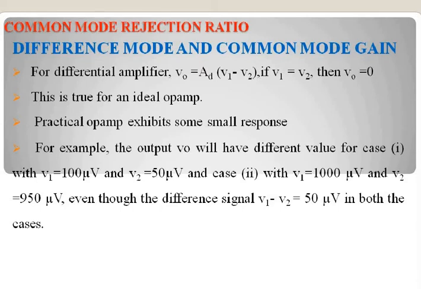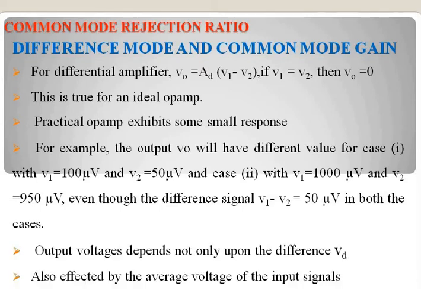So we can conclude that the output voltage not only depends on the difference of V1 and V2, but is also affected by the average voltage of the input signals. That is, it will depend on the values of V1 and V2. So we can say it depends on the common mode voltage, VCM equals V1 plus V2 by 2.